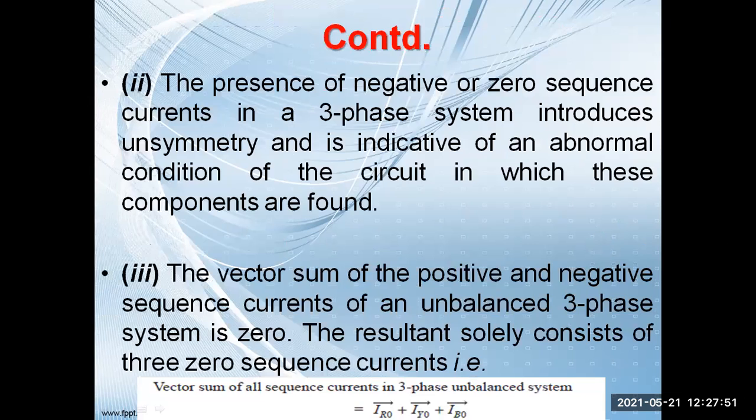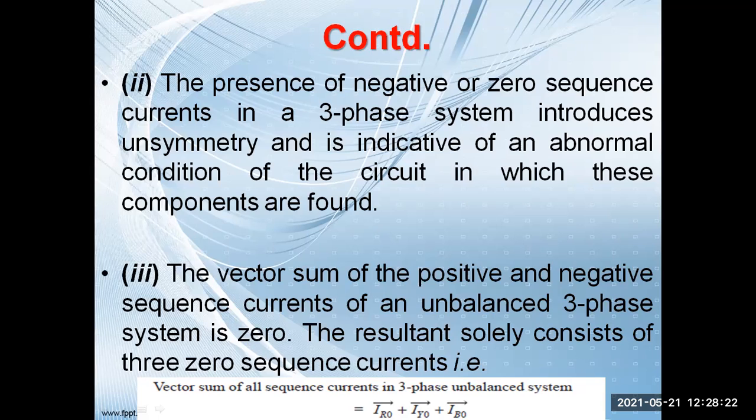The presence of negative or zero sequence current in a three-phase system introduces unsymmetry and is indicative of an abnormal condition of the circuit in which these components are found. So the negative and zero sequence components, if present, introduce this unsymmetry. When these negative and zero sequence components of currents or voltages are present in the system, that means the system itself is an unbalanced system, not a balanced system.